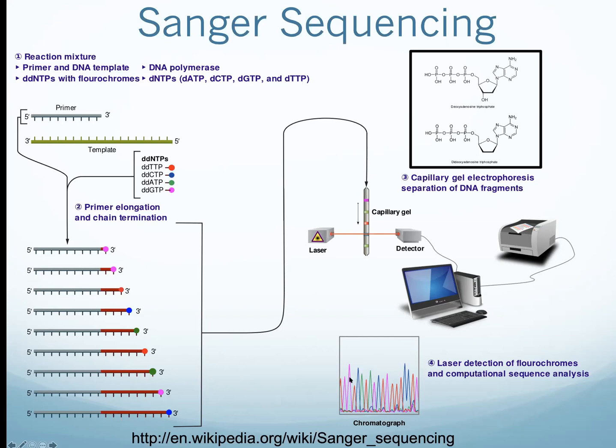So each peak represents a flash, and the color corresponds to the different nucleotide that was the dideoxy that got inserted. Does that make sense? So that is how Sanger sequencing works.